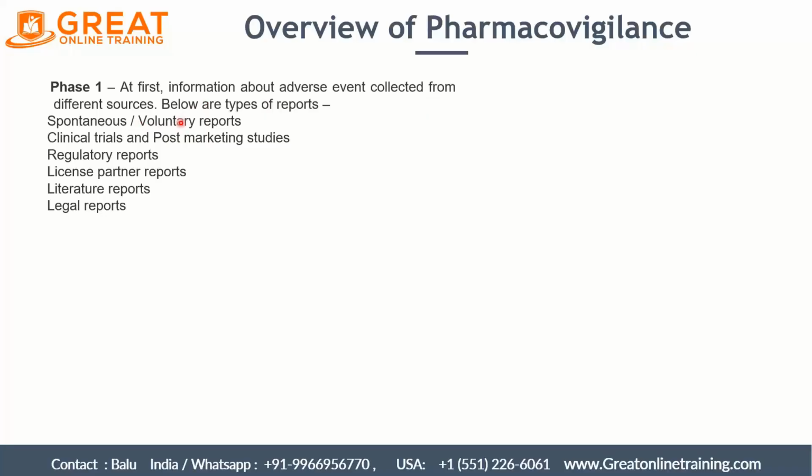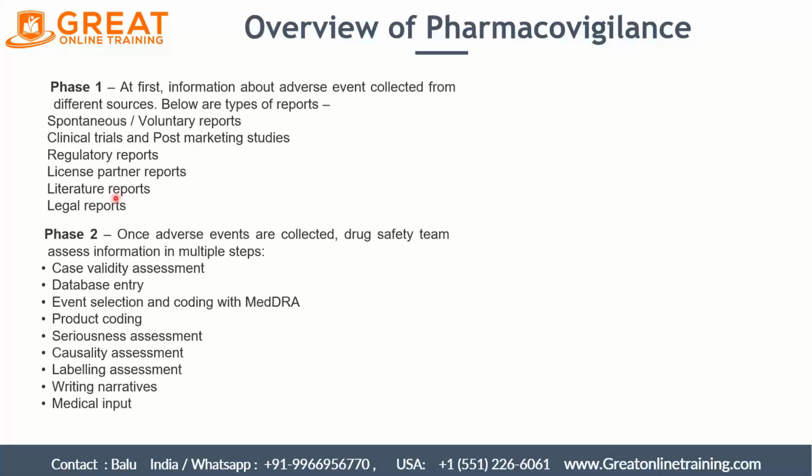And the sources can be spontaneous or voluntary reports, or clinical trials and post-marketing studies, or we can get them from the regulatory authorities, or maybe from the licensing partners, from the literature, and also from legal reports. So these are the different sources where we will get the information, which again I'll explain in detail in the next slides. And phase 2 is the assessment of the adverse drug reaction or the adverse event.